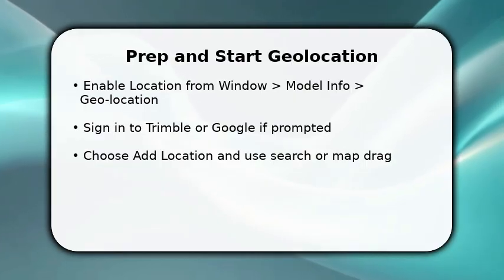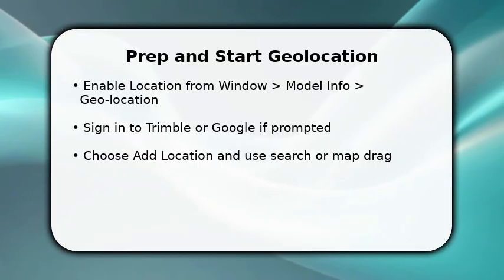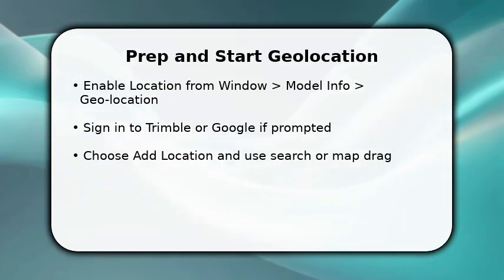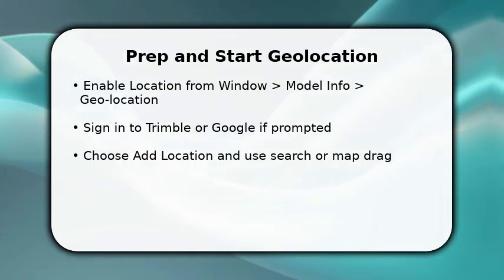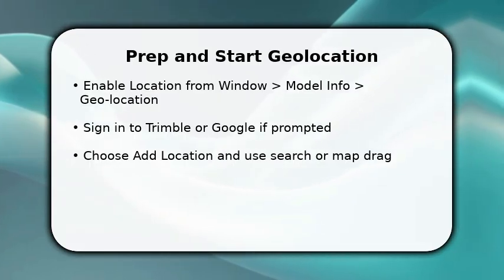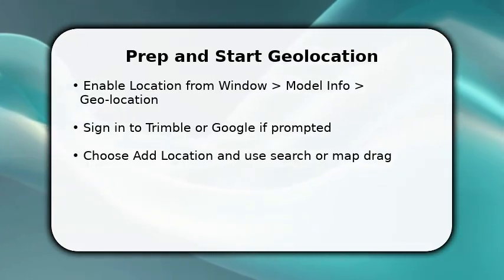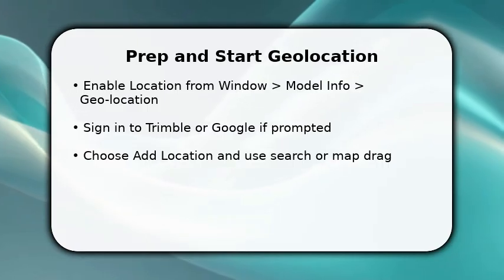You begin by enabling geolocation in SketchUp. Open Window, Model Info, then Geolocation and turn it on. Once done, sign into Trimble or the connected map service if prompted so you can fetch map imagery.